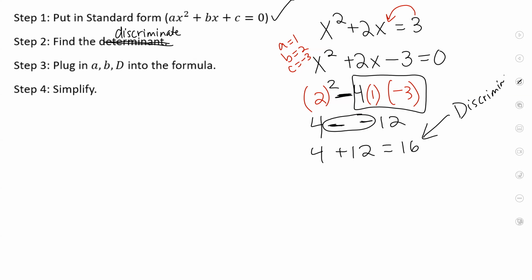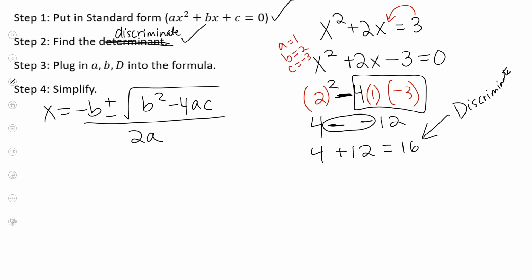Okay, so we did that step. We found the discriminant. Now we're going to plug the discriminant, the a value, and the b value into the quadratic formula. This is the quadratic formula. X equals negative b plus or minus square root b squared minus 4ac all over 2a. So we just found b squared minus 4ac. We said it was 16. So let's plug that in. B squared minus 4ac, we did that over here. We said it was 16, so put a 16 there.